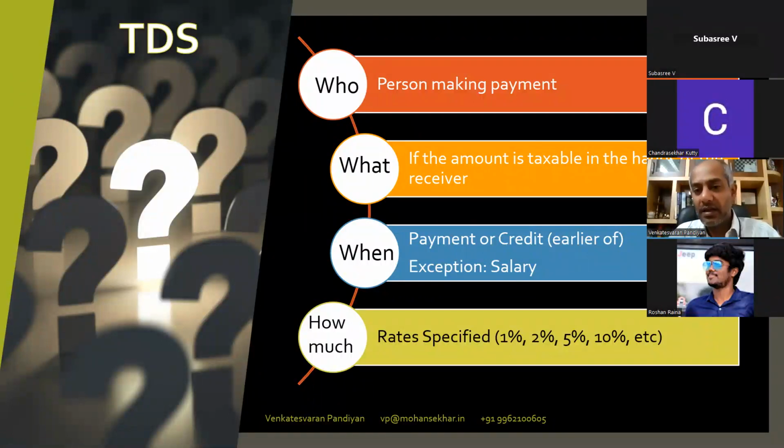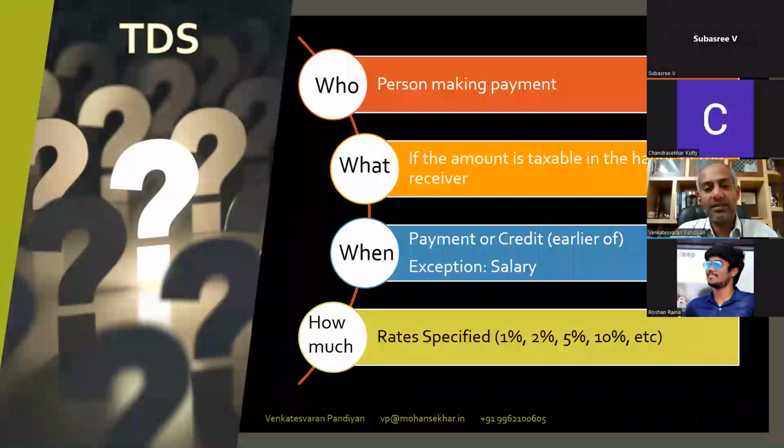And when is the payer required to deduct TDS? It is always payment or credit, whichever is earlier. Payment is when you make the actual payment. Credit is when you make an entry in your books of accounts, crediting the party to whom the amount is payable. The exception to this is salaries, where TDS is deducted on payment. So at the time of payment you deduct tax on salaries, and not at the time of credit.